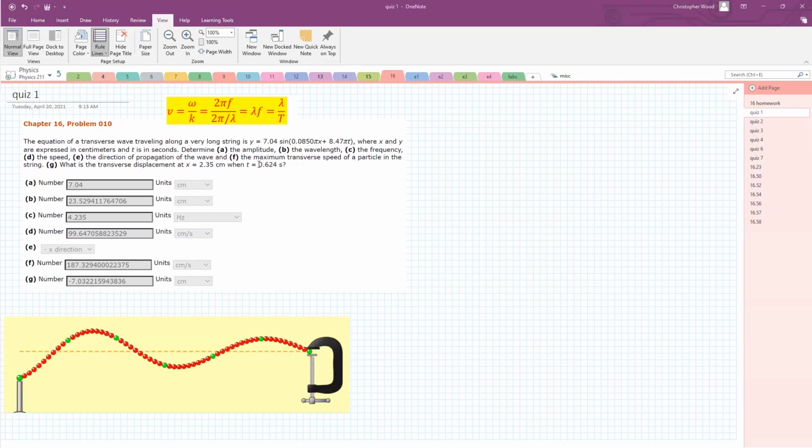Maybe that will help. Actually, this might be an interesting change of pace. So here's waves on a string as soon as it comes up.